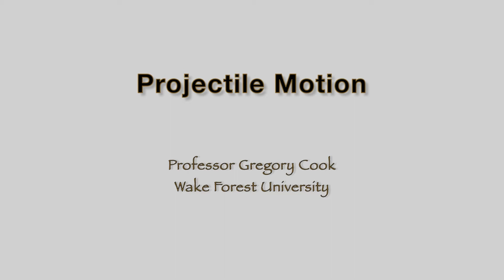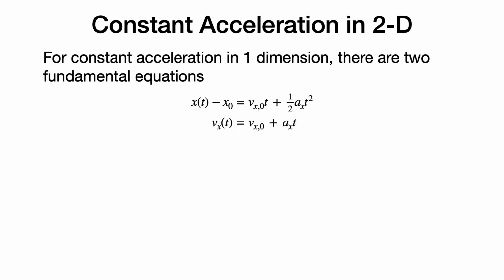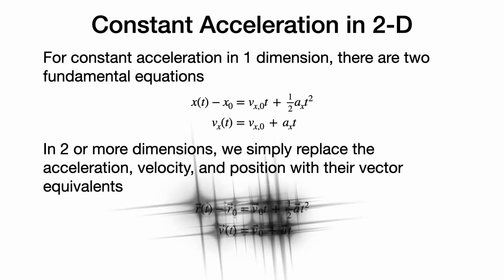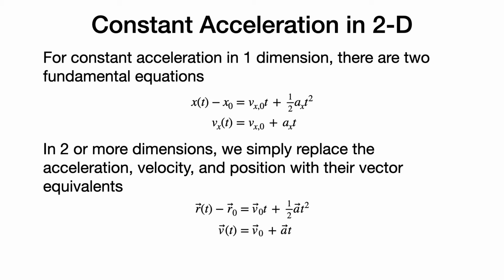In this module, we will explore projectile motion. For constant acceleration in one dimension, there are two fundamental equations, the first giving position as a function of time, and the second, velocity as a function of time. In two or more dimensions, we simply replace the acceleration, velocity, and position with their vector equivalents.